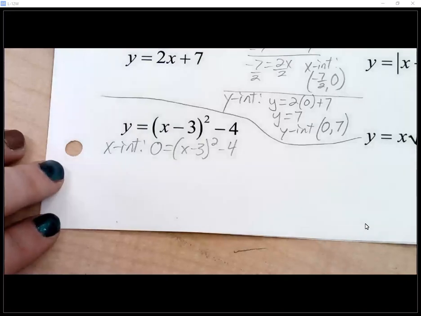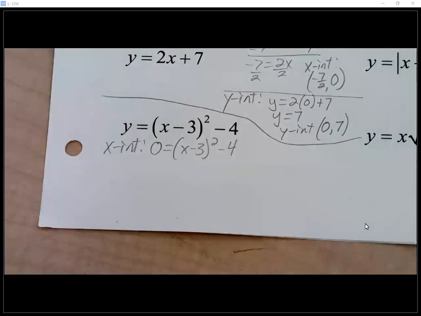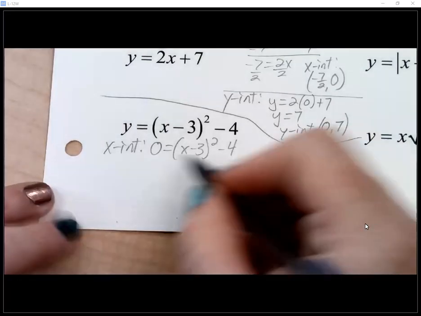So you could FOIL that out if you wanted. Grace. Yeah, you can do that too. Either way, you can do whatever you like. I would do it that way just because I think it might be a little less work.